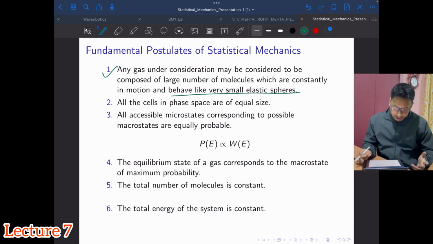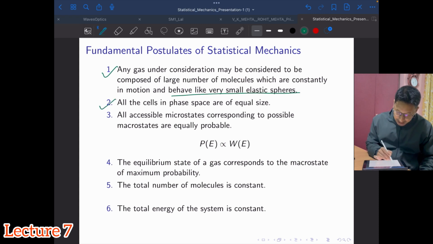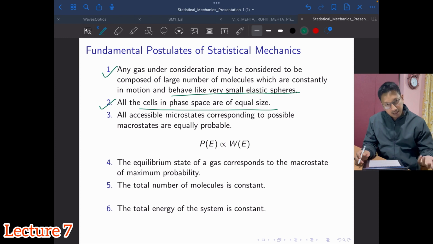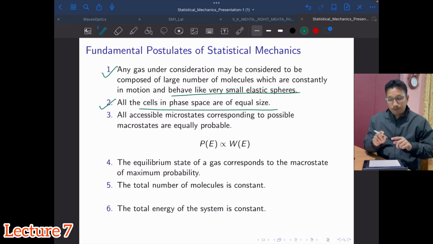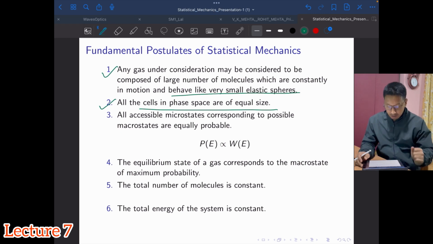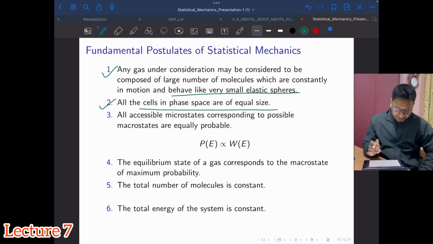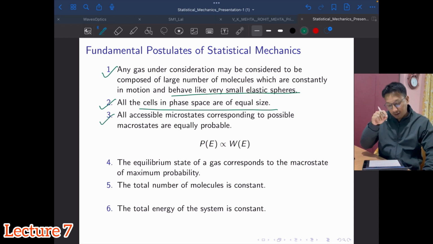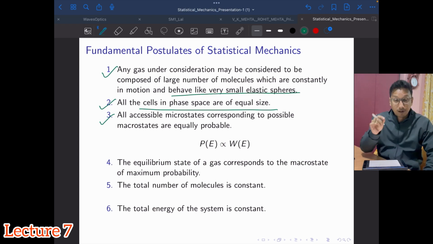The second postulate: all the cells in the phase space are of equal size. In the earlier slides we talked about the phase space and the divisions that we made to it. So each of them is of equal size. Then all accessible phase points lie within this phase space, the phase cell.